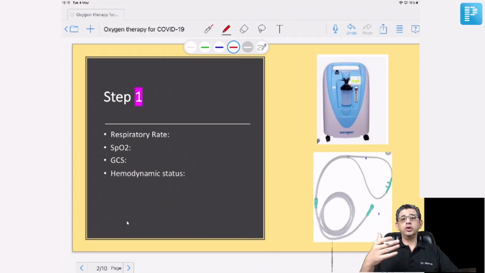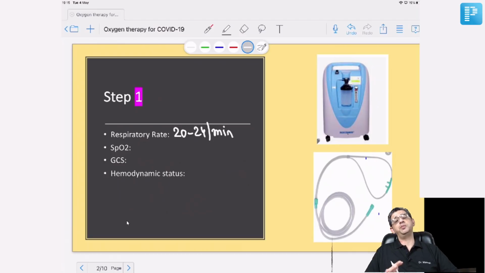Now we go to step 1, and in step 1 we need to understand what is the cutoff beyond which you would go in for this intervention. So multiple choice question wise as well as for your knowledge, if you are having a patient admitted right now or presented to the emergency department, the respiratory rate of the patient is in the range of about 20 to 24 per minute and the SpO2 of the patient is between 90 to 93. In these circumstances, you obviously have to consider step 1. The GCS of the patient would be 15 on 15 and the blood pressure and the vitals of the patient are at the moment maintained.